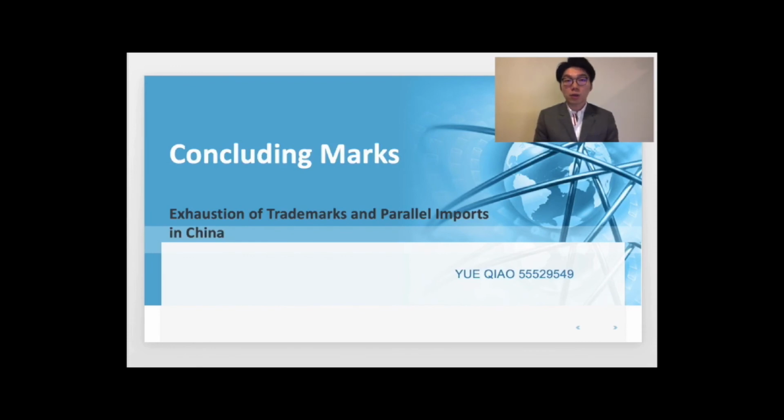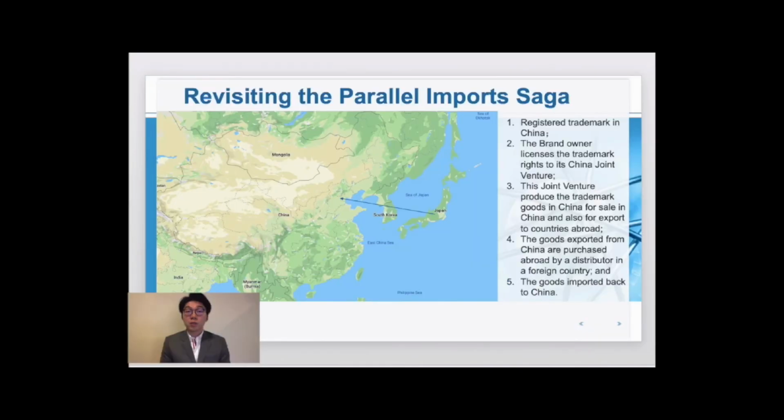In this part, we will first go through the hypothetical but typical parallel import case and see what we can learn from it. A typical scenario involving a parallel import arises in the following way. The brand owner registers a trademark in China and sets up a manufacturing facility in China in the form of a joint venture with a local Chinese partner.